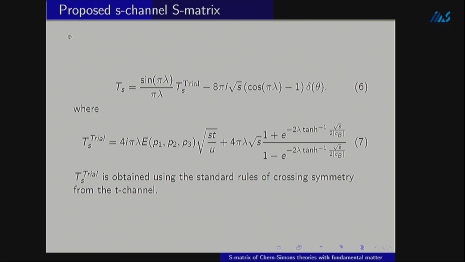Yes. There's another thing: not only the delta function but also this normalization factor, which I will explain how it comes about. Okay. All right.